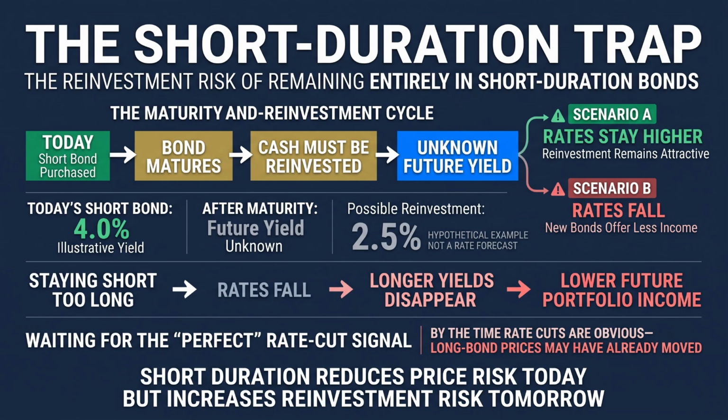Imagine purchasing a short bond yielding 4%. When it matures, comparable bonds might still yield 4%. They could yield more, or they might offer only 2.5%. That number is only hypothetical, but it illustrates the risk. The investor protected the portfolio from a large price decline, yet the portfolio's future income may fall because the attractive yield was never locked in for long.